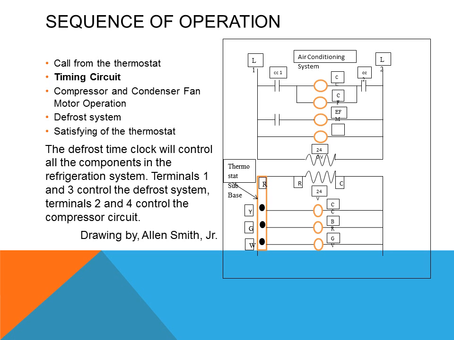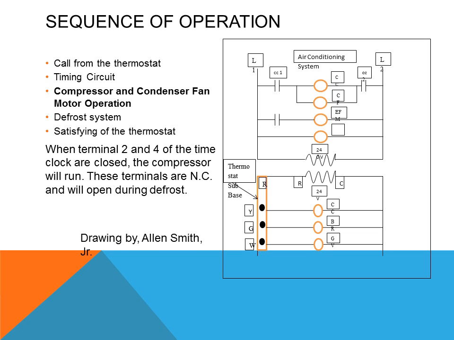Terminals 1 and 3 control the defrost system. Terminals 2 and 4 control the compressor circuit. When terminals 2 and 4 of the time clock are closed, the compressor will run. These terminals are normally closed and will open during defrost.